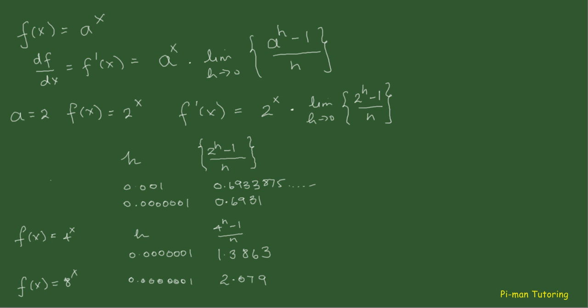So what are these strange numbers that are appearing? Why is the differential of 2 to the x just 2 to the x multiplied by this number? The differential of 4 to the x is just 4 to the x multiplied by this number. And the differential of 8 to the x is just 8 to the x multiplied by this strange number.